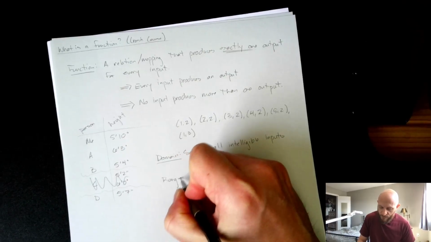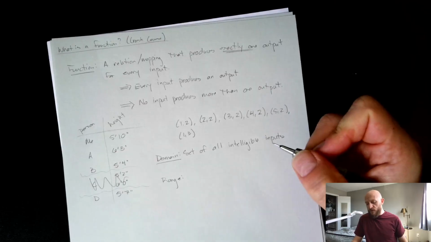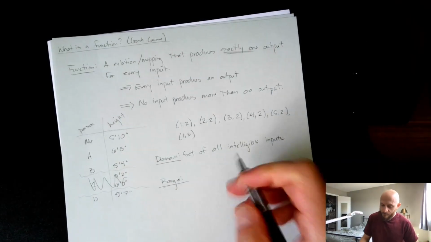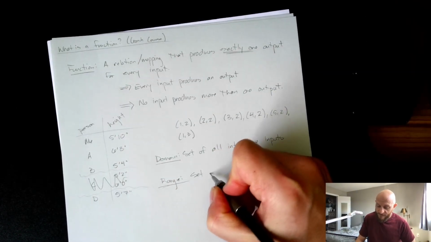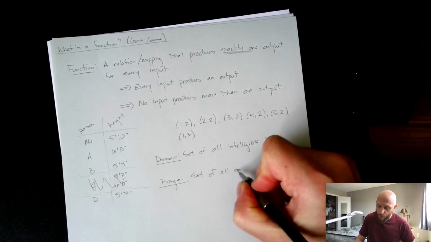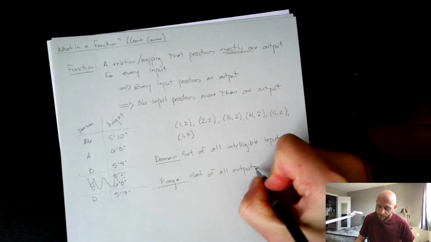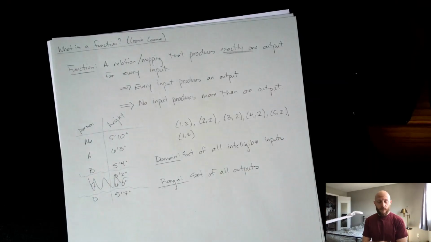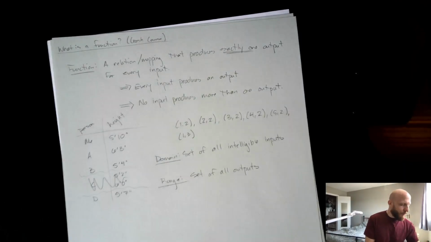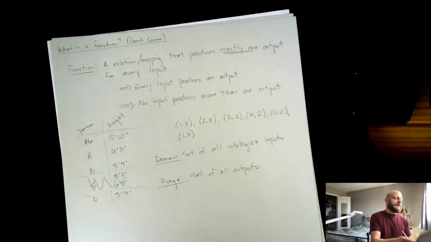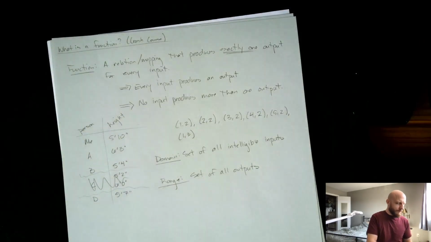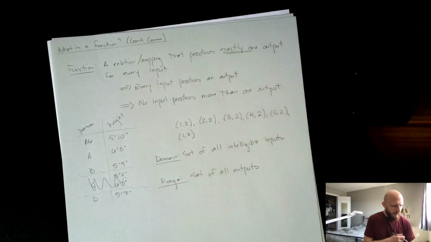We have a term for the set of all outputs as well. We call that the range. And that one we can just say is the set of all outputs of the function. Okay? Let's find some good examples. Well, let's just look at some graphs.